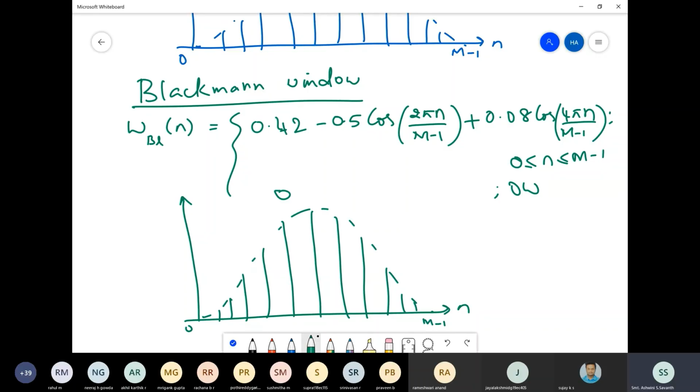Like I told you, these window functions, they ask you as a theory question also. Describe the different kinds of windows used in FIR filter design. You'll have to write all these window functions and also the frequency response. I have not drawn the frequency response here, but it's there in the notes and in the textbooks. Just follow that and write down the responses for all the windows as well. That is the overall gist of how the FIR filter is designed.